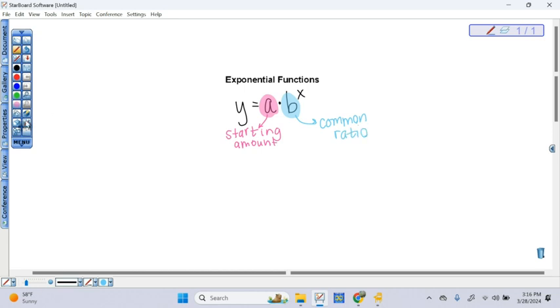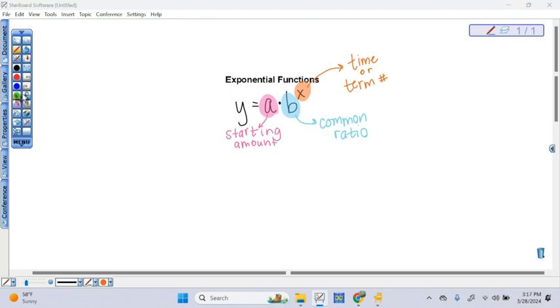And do you remember what we said we used for x? Yeah, time. And then sometimes, instead of time, it'll be like a term number, right? Like find the 10th term. So it's going to be time or term number. Good.